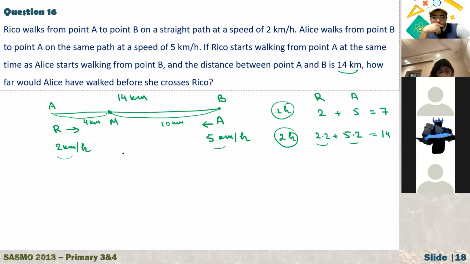What is the question? If Rico starts walking from point A at the same time as Alice starts walking from point B, and the distance between point A and point B is 14 kilometers, how far would Alice have walked before she crosses Rico? It is 10, right? Alice will have walked 10 kilometers when she crosses Rico. So the answer is 10 kilometers.